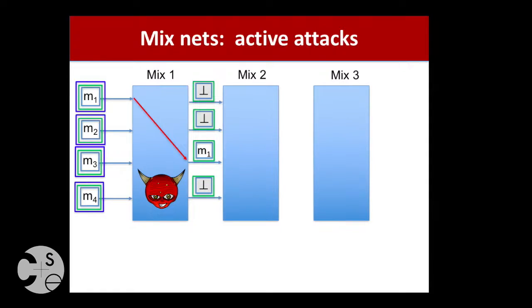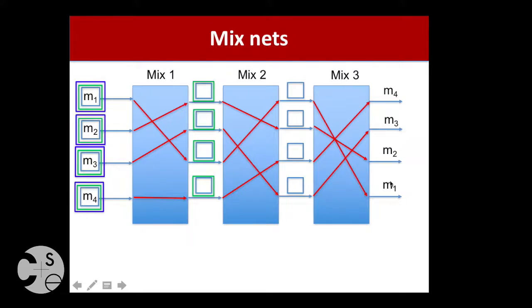Let's pretend, for example, the first mix is malicious, and it's trying to figure out who said what, so it wants to know who sent the message M1. It sees the message M1 in the output, and it wants to know who sent that message. Or rather, it wants to know what the first user is saying.